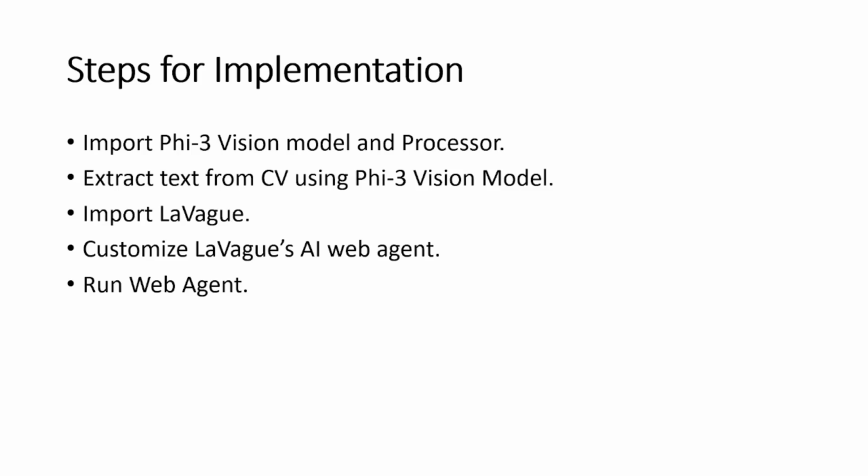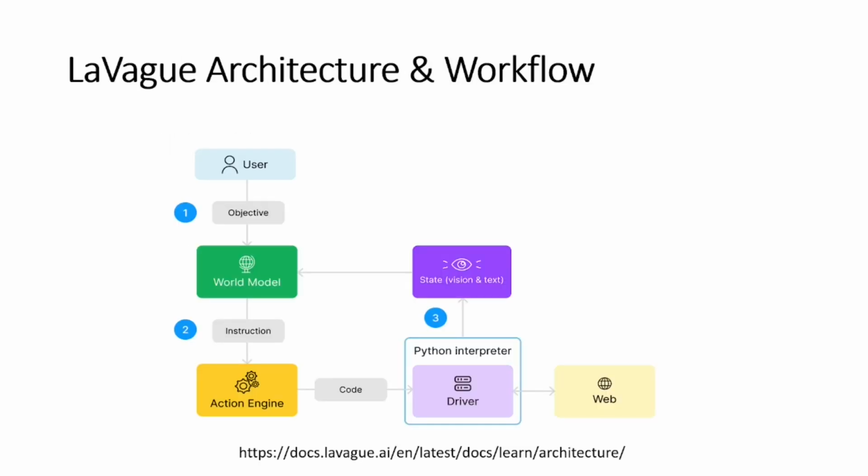Now you might be wondering how this AI web agent works. For that, let's first understand LaVague's architecture and workflow. You can see a flow diagram on your screen. Let's first understand the different terms written in this flow diagram. The first term is objective. Objective is nothing but a global goal that the user wants this AI web agent to achieve. In our case, this goal would be to fill out this job application web page by utilizing the information provided in the resume. The second term is instruction. Instructions are basically the smaller steps that are needed to move towards finally achieving our final objective. The smallest step would be to click on that submit button.